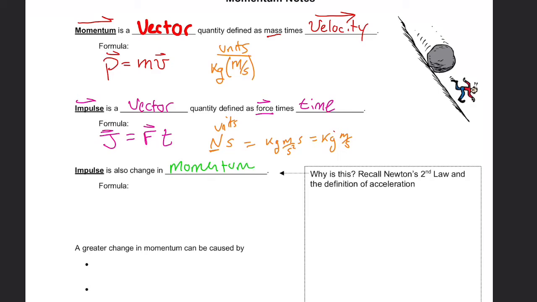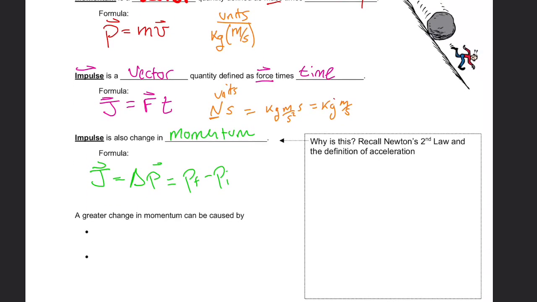We write that using the formula impulse J equals change in momentum, delta P. Remember that a delta is a final quantity minus an initial quantity. You can really write this out in more detail by expanding what J is and what P is. So you can write J as force times time, and you can write delta P as mv final minus mv initial. This is the most expanded way that you can write your impulse momentum formula.